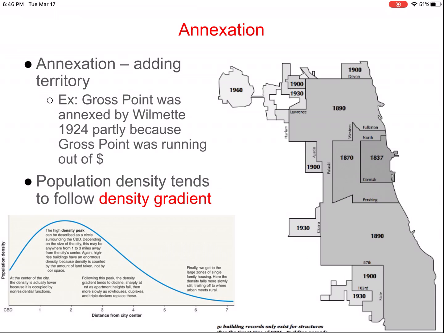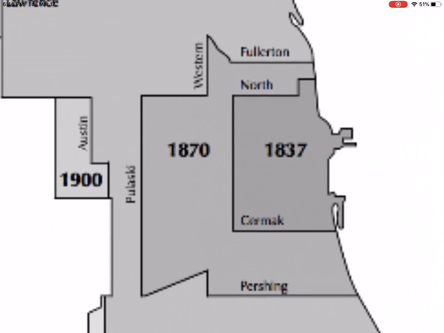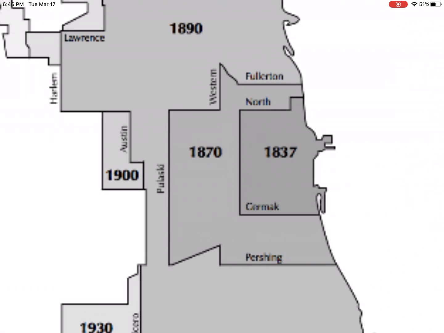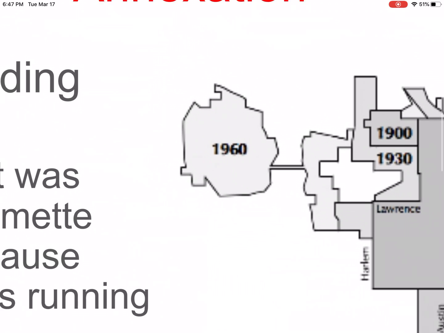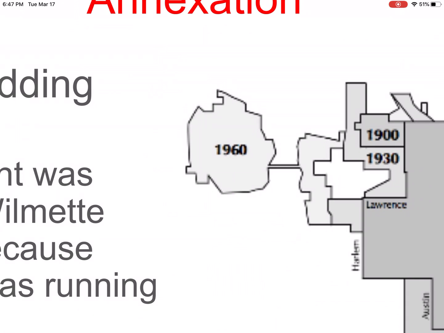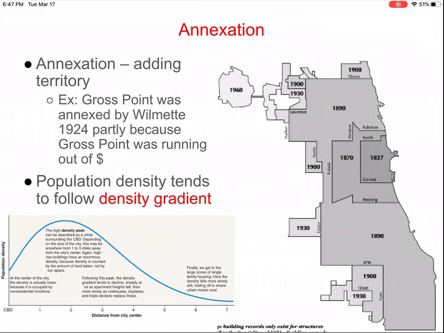Again, ignore that stuff on density gradient for now. This map on the right shows you how Chicago has expanded over the years as a result of annexing territory. You can see in the very center, 1837, Chicago used to be much smaller, bordered by North and Cermak and probably Ashland Avenue on the west side there, until around 1870 when it grew a huge amount, until 1890 when it annexed a whole bunch of other territory, until more recently when about 60 years ago O'Hare Airport was annexed, most recently in 1960. So cities often grow and annex territory.